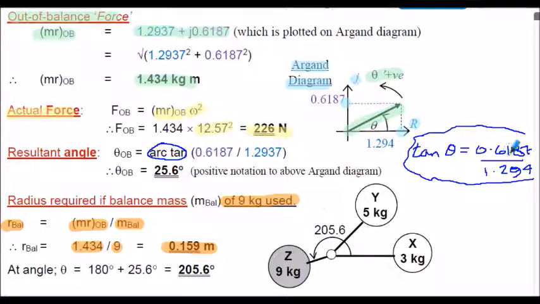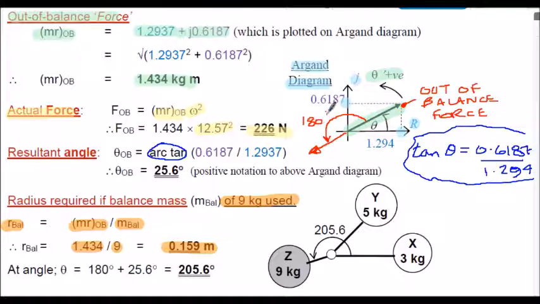So if we want to balance the above force, don't forget the Argand diagram has shown us the out of balance force here. If we want to balance that, then we need an equal and opposite force here. This would be the balancing force, and that's what we're trying to calculate. So our equal and opposite force will be an angle of 180 degrees added to the 25.6 degrees. So that's 180 degrees around here, to get the angular position.